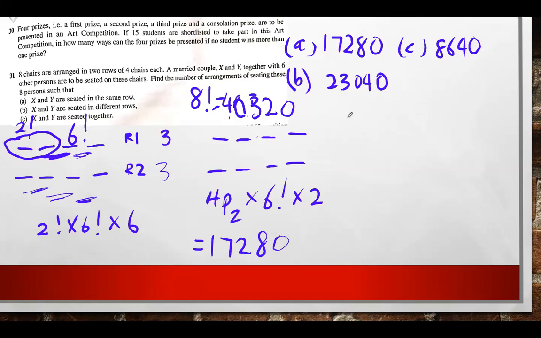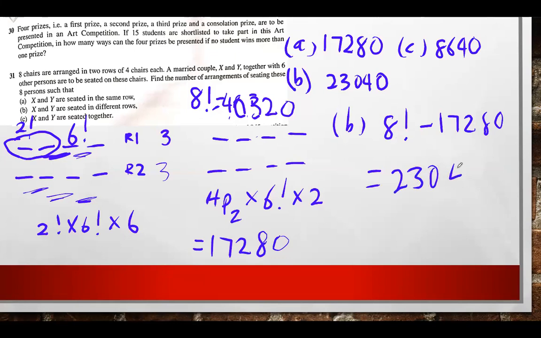So the answer for question B, the beauty of it is that when you have figured out question A, all you need to do is just 8 factorial minus 17280. Because the number of ways altogether is the maximum, and the maximum is divided into two different sets. Either they're seated in the same row or they're not seated in the same row. So seated in the same row is 17280. So the total number of ways minus seated in the same row will give you the final answer, which is not seated in the same row.